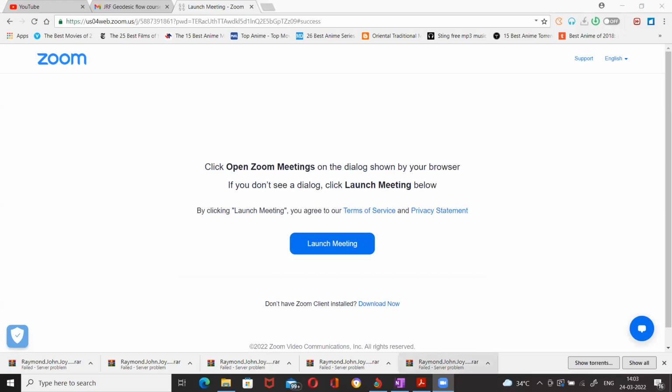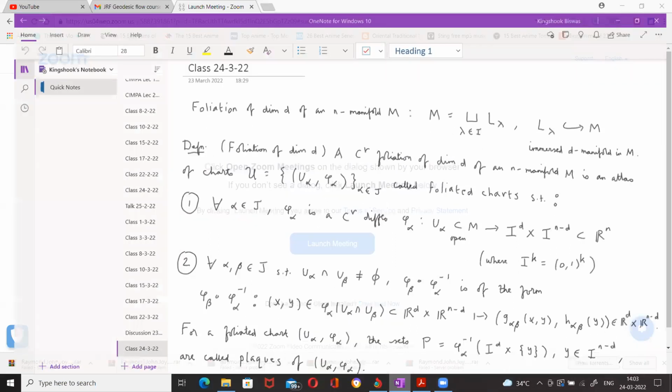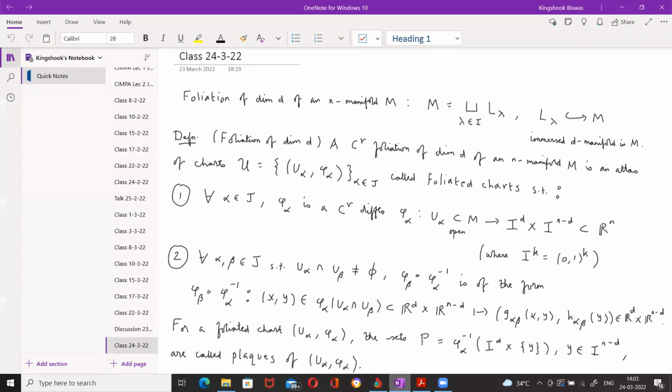Okay, so last time we were talking about distributions, and I mentioned what foliations are briefly. I mean, I didn't give the definition. So let me define what a foliation of a manifold is.